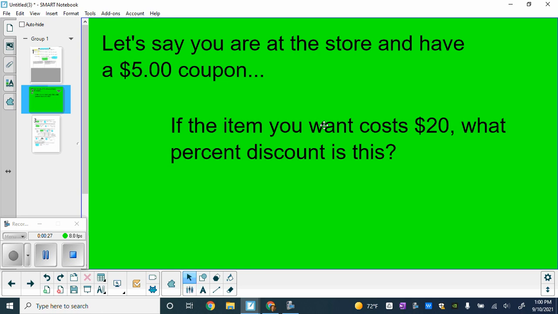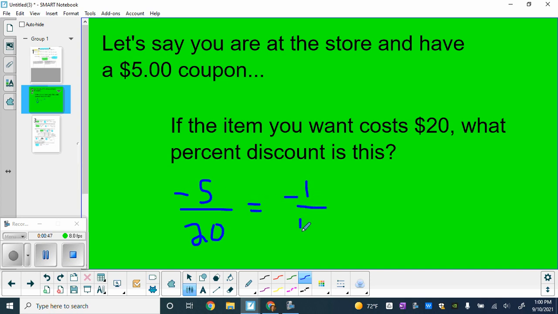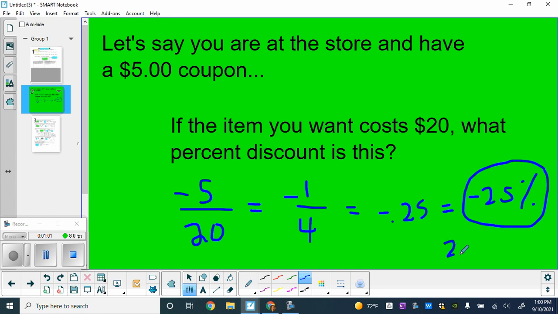But if the item that you want to buy costs $20, I want to know what percent discount $5 off would be. So if you're going to save $5, you're going to discount $5, and the price is originally $20. You're saving 5 of 20. So I want to know what part that is, and you can see here that that reduces to a fourth. So basically we are saving 0.25, or it's a 25% discount. It's decreased by 25%, or it's 25% off. That's another way to think about it. So a decrease of 25% or 25% off.